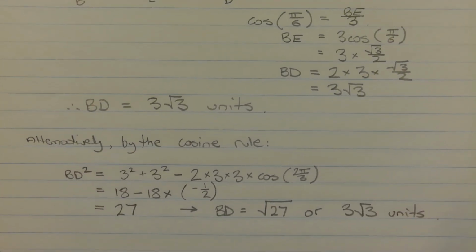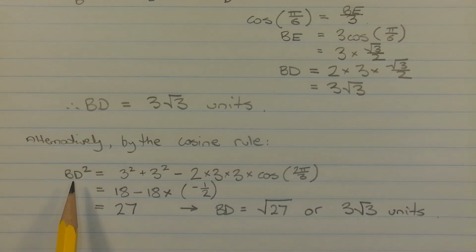Alternatively, by the cosine rule, we have BD squared is equal to 3 squared plus 3 squared minus 2 times 3 times 3 times cos of 2π/3, which equals 18 minus 18 times negative 1/2, which equals 27. Taking the square root of 27, we get BD is equal to √27 or 3√3 units.